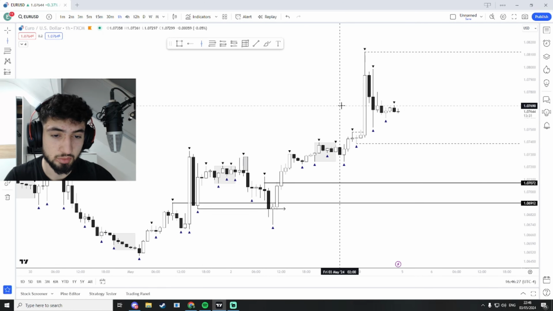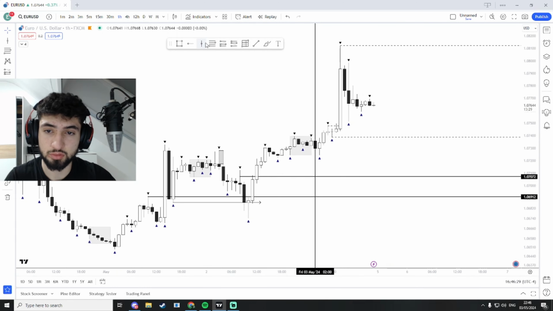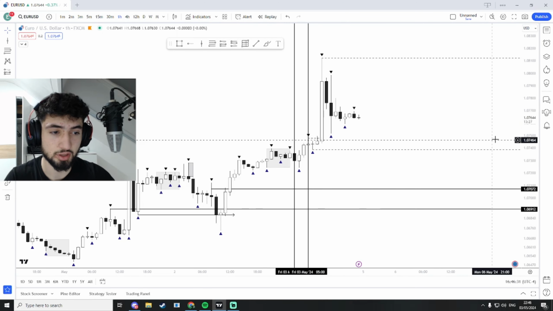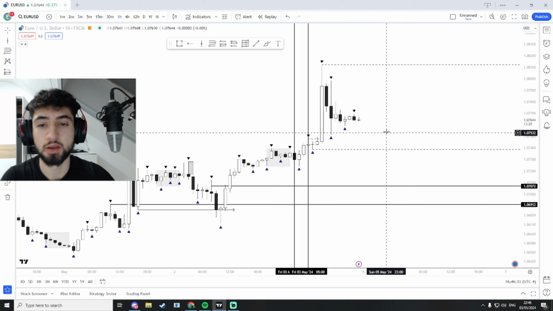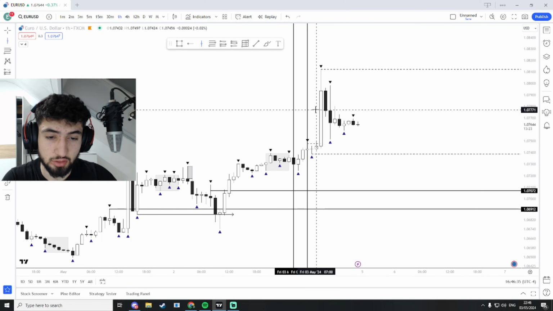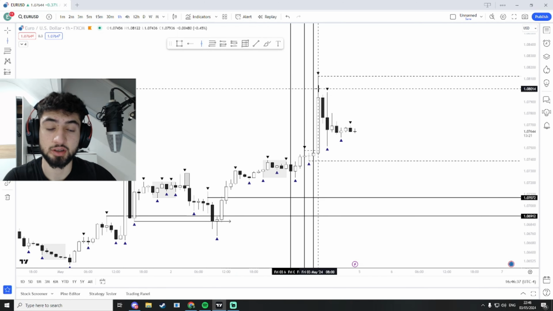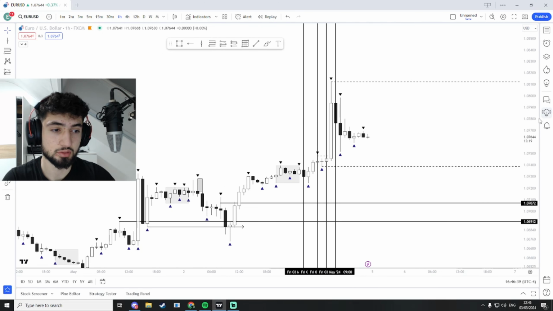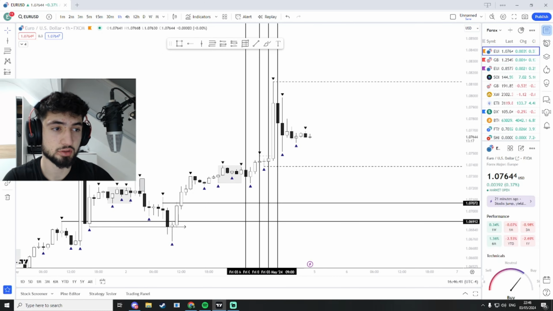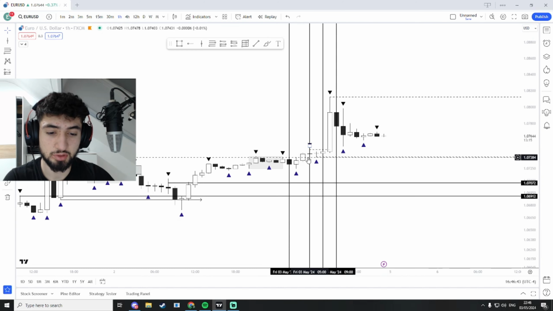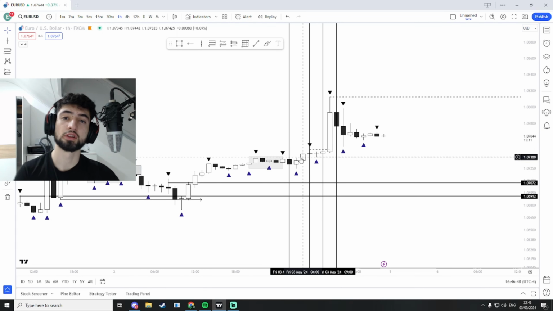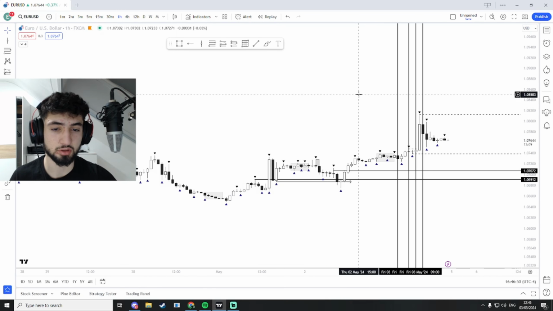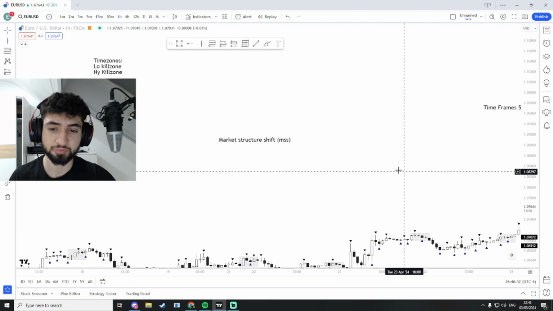So it's from New York time 2 to 5. That's the London kill zone. And then the New York kill zone is from 7 to 9. So I just marked out these lines. In between these times, I will be looking for a trade. That's when I will be looking for a trade. That's not hard to understand.